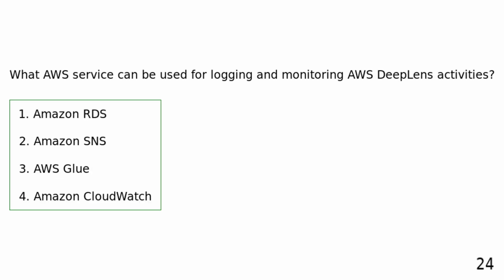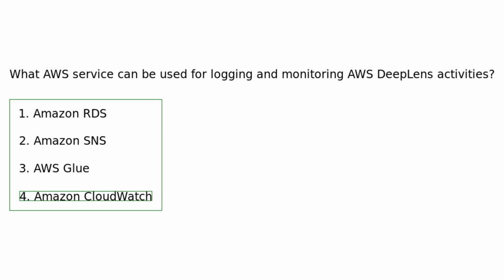What AWS service can be used for logging and monitoring AWS DeepLens activities? Amazon RDS. Amazon SNS. AWS Glue. Amazon CloudWatch. Amazon CloudWatch can be used for logging and monitoring the activities and performance of AWS DeepLens devices.